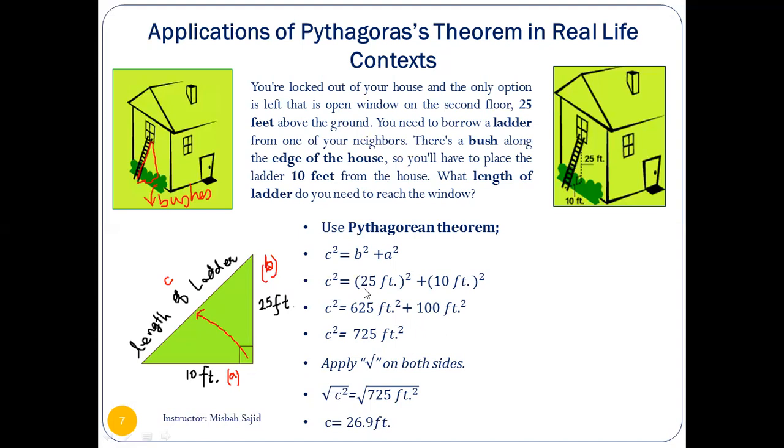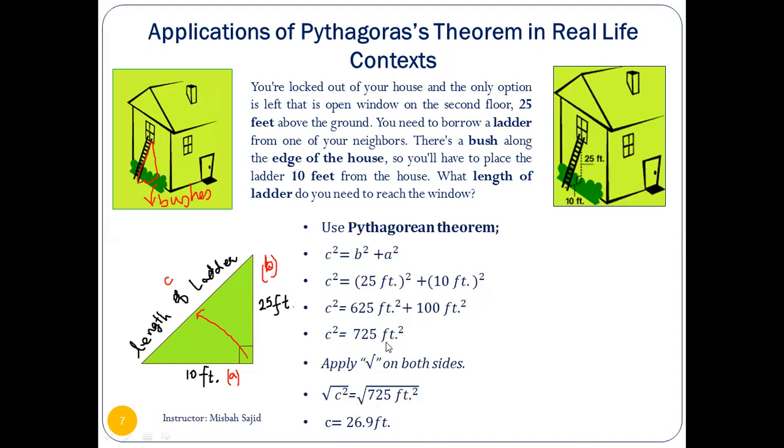b square means it is 25 feet whole square, and a square means it is 10 feet whole square. 25 square means 625 feet square, and 10 feet whole square means 100 feet square. 625 plus 100 is 725 feet square.